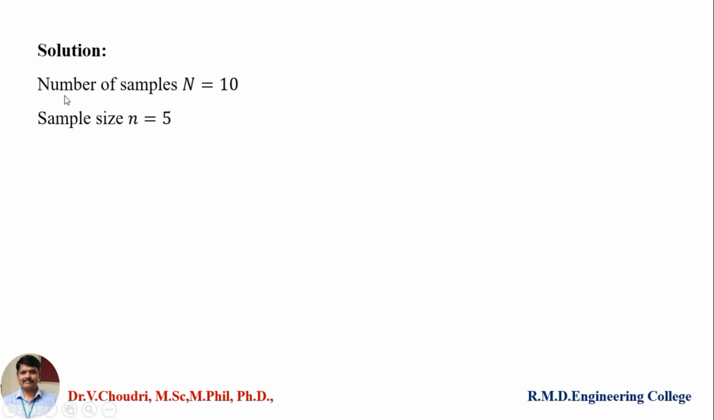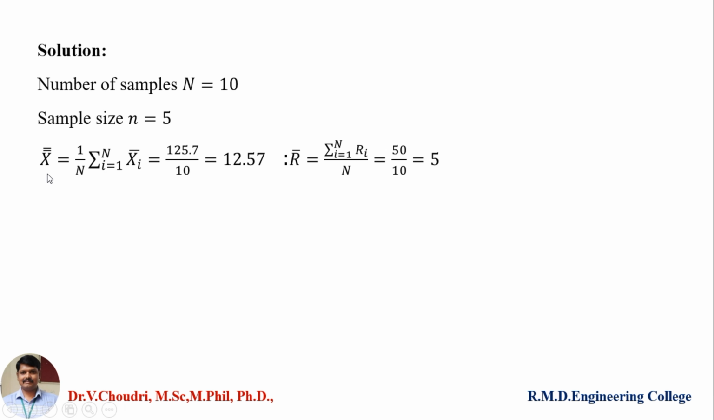Solution. Here the number of samples is 10. Each sample has sample size n equal to 5. So each of the 10 branches has taken 5 amplifiers, that is, sample size n equal to 5. So we are going to find X bar, which from one branch is the mean, and R, the range. X double bar is the average of all the averages, so the average of averages: X double bar equals 1 by n summation i equals 1 to n of xi bar.